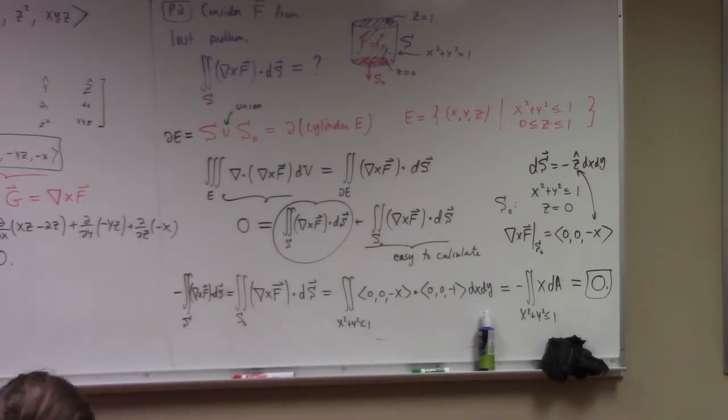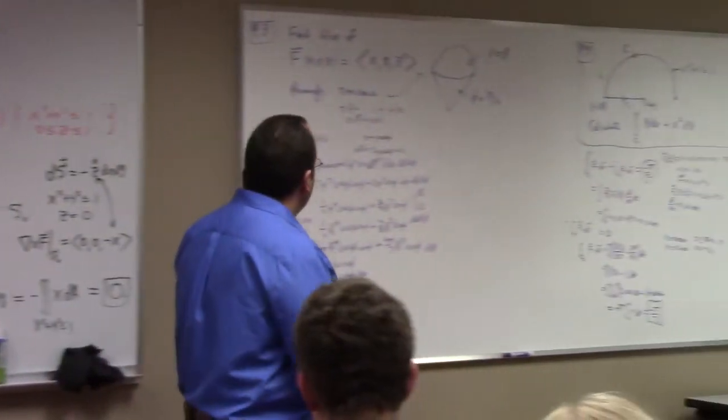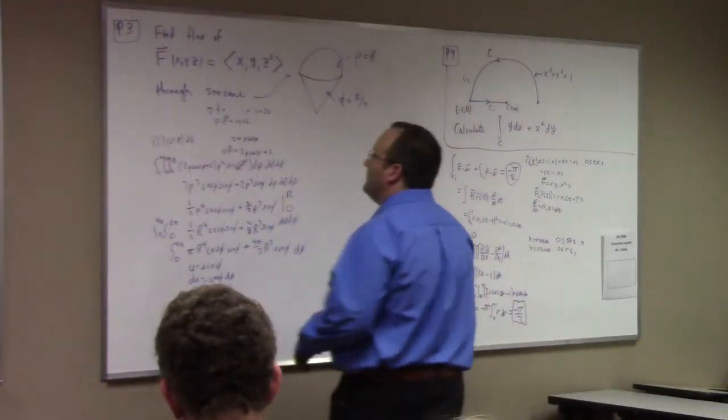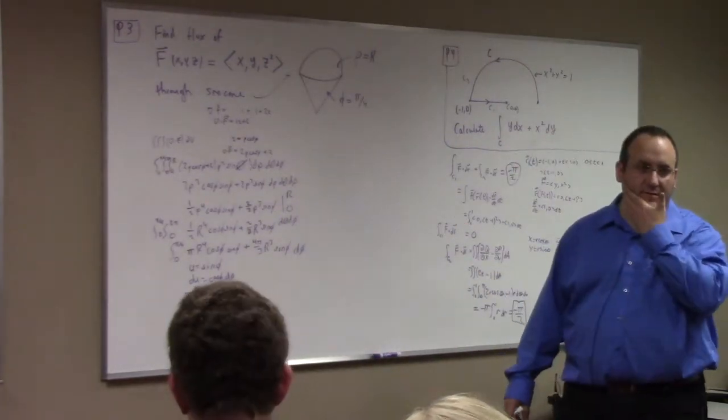Which isn't to say that both of the things you were calculating there were 0. They could have been equal and opposite and canceled out. I just don't know. All right? Anyway, enough about that. Okay, so problem 3, we're supposed to find the flux of this vector field. Any questions, actually, before I go on?